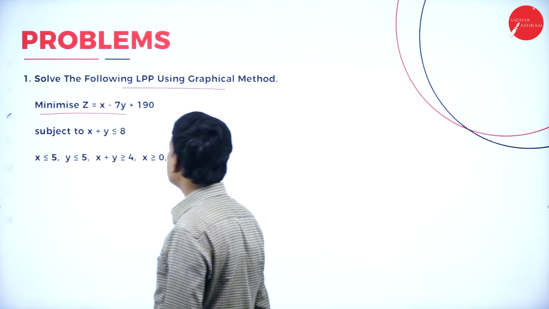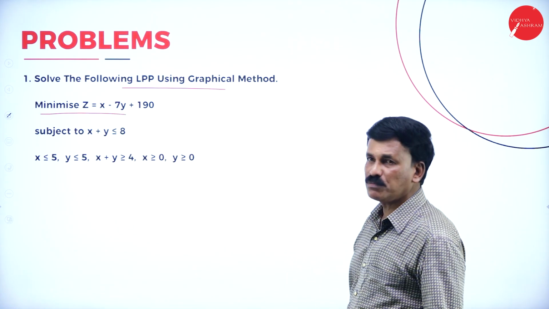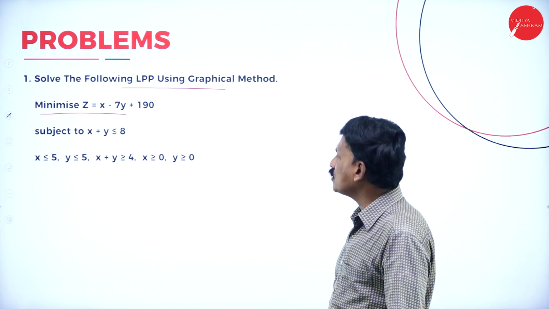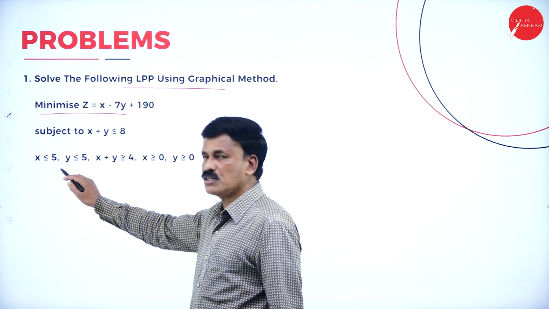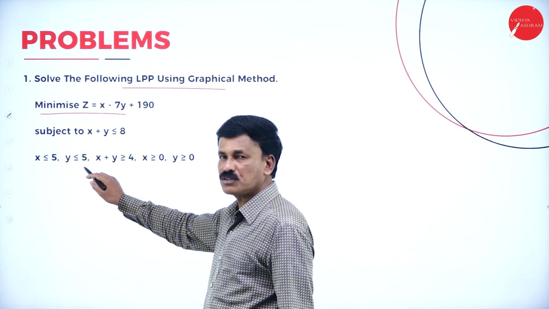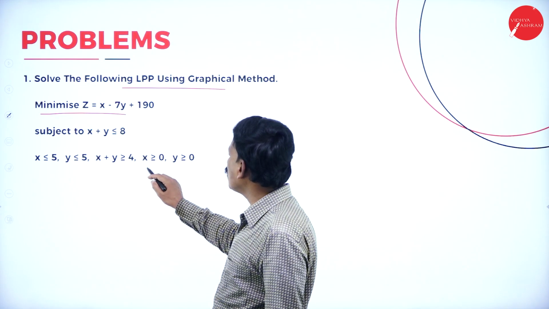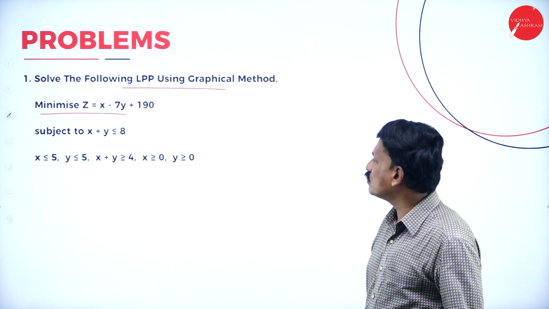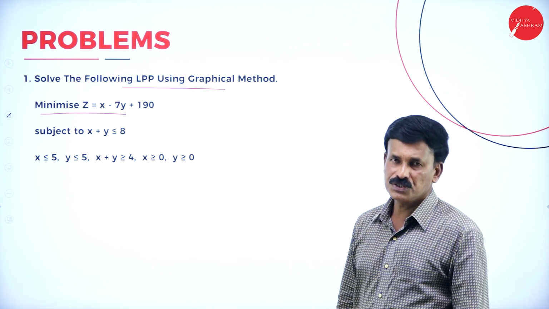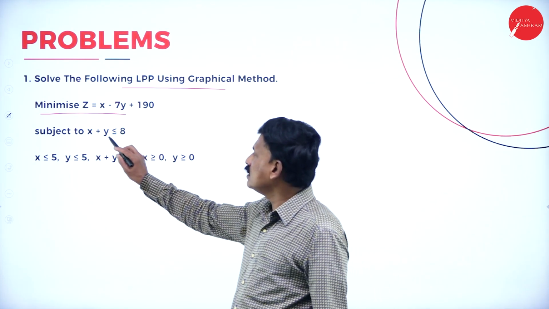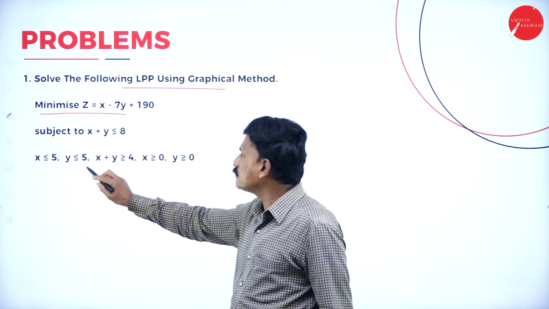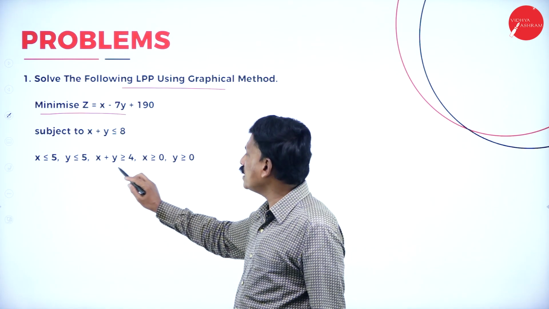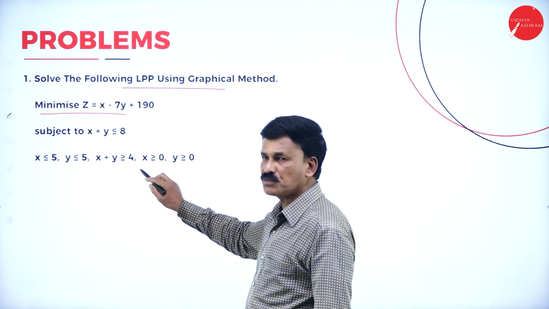Minimize z is equal to x minus 7y plus 190, subject to the constraints x plus y is less than or equal to 8, x is less than or equal to 5, y is less than or equal to 5, x plus y is greater than or equal to 4, and non-negative restrictions x is greater than or equal to 0 and y is greater than or equal to 0. So here 4 equations are given: x plus y is less than or equal to 8, x is less than or equal to 5, y is less than or equal to 5, and x plus y is greater than or equal to 4.